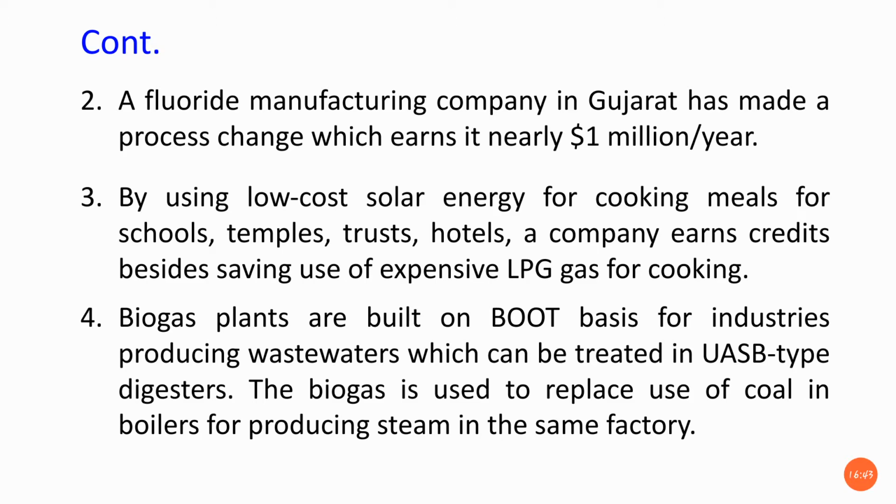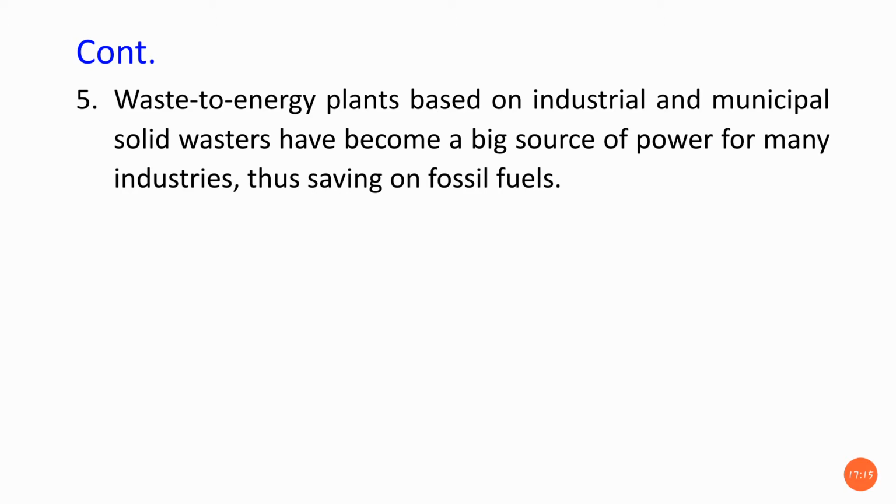So biogas plants are built on a BOOT basis for industries producing waste water, which can be treated by UASB-type digesters. The biogas is used to replace the use of coal in boilers for producing steam in the steam factory. As we know, the biogas comes from the waste of different kinds of bio-organic matter, so bio products. In this case, they are using the gases as fuel to convert water into steam. And here the waste-to-energy plants based on industrial and municipal solid wastes have become a big source of power for many industries, thus saving fossil fuels.